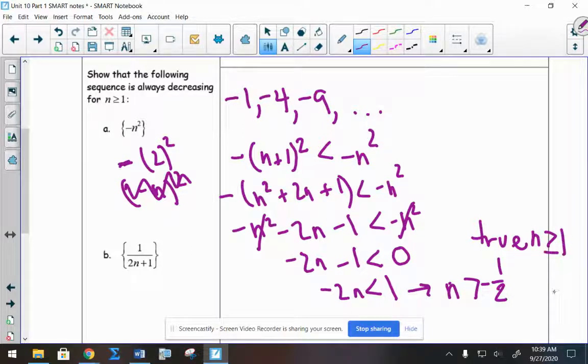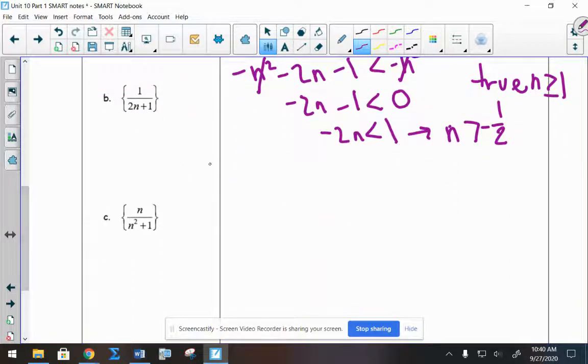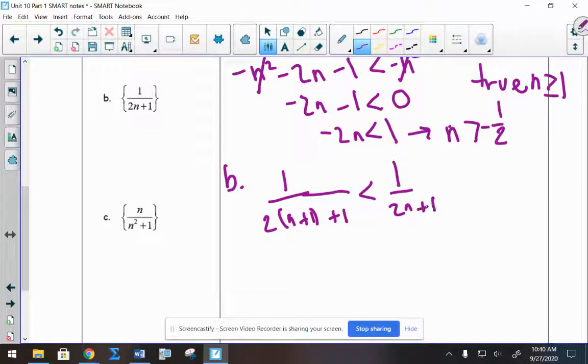So let's do another one. Let's do B. So we're going to plug in that n plus 1 into my n and show that that is always less than the original. So I'm going to go ahead and flip. And since n is greater than or equal to 1, I know that I'm not changing the sign here because that's going to be a positive number no matter what.